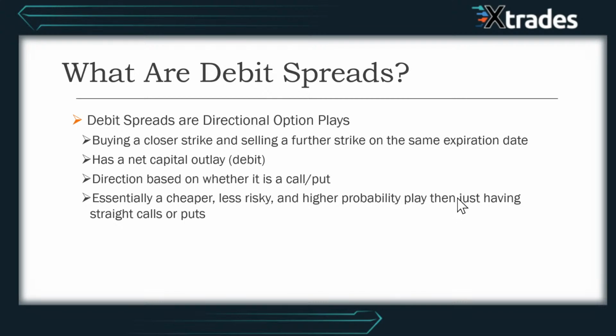Okay, so debit spreads. Not our main focus here, but I'm just going to briefly touch on it, right? Again, it's a directional play that works by buying a closer strike and selling a further strike. So this is kind of the opposite of our credit spreads, right? It's the exact opposite, and you have a net capital outlay, meaning that you're paying money for this spread play. The direction, again, is based on whether it's a call or put, except this time, if you're doing a call debit spread, that means you're bullish. And if you're doing a put debit spread, it means you're bearish. So it's the opposite of credit spreads. It's just a cheaper, less risky, higher probability play than having straight calls or puts, and it's for the same reasons as we mentioned for credit spreads.